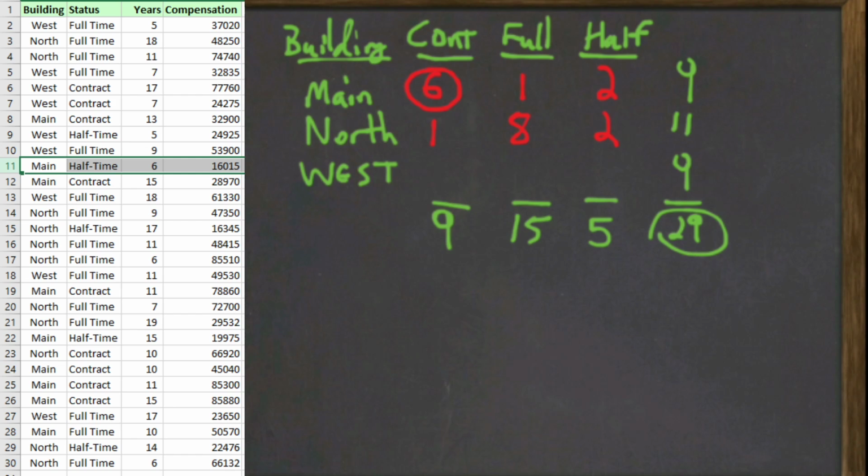Lastly, we have people working in the west building. And so there are some contracts, right? Again, here are 2 right here. I think those are the only 2. So we have 2, and does this make sense now? We knew there were 9 contract workers. We already knew 6 worked in the main, 1 worked in the north building. So it better be true that 2 work in the west, and in fact, that's true. So they sum down as well.